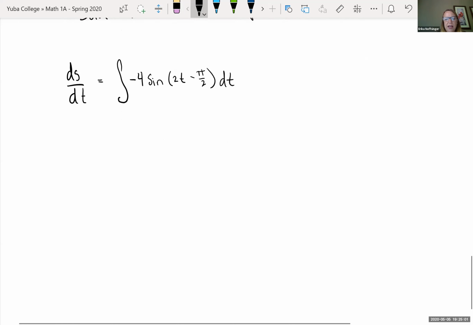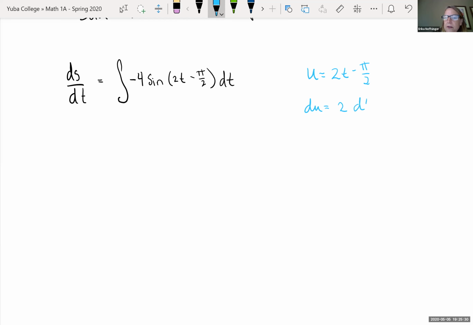So looking at this, I don't know how to integrate sine of 2t minus pi halves. But I notice that I know how to integrate sine of u. So let's choose u to be what's inside, this 2t minus pi halves. Derivative of u: du equals the derivative of 2t, which is 2, and the derivative of pi halves is 0, so this is 2 dt. To get dt by itself, divide both sides by 2, and we get du over 2.